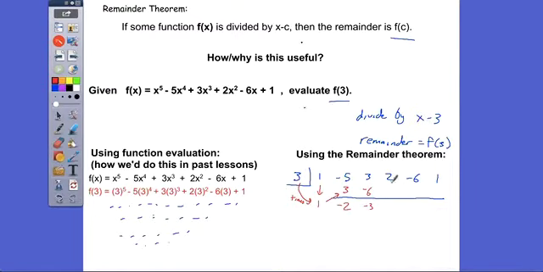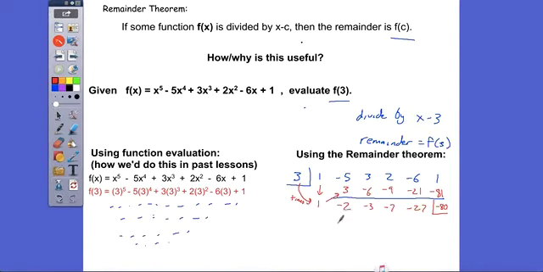3 times negative 3 is negative 9. 2 plus negative 9 is negative 7. 3 times negative 7 is negative 21. Notice we've kept our numbers very nice and small by doing this, compared to these. That would have been huge. Negative 6 minus 21, we got negative 27. And then lastly, 3 times negative 27, we got negative 81. So 1 plus negative 81, this is our remainder, negative 80.